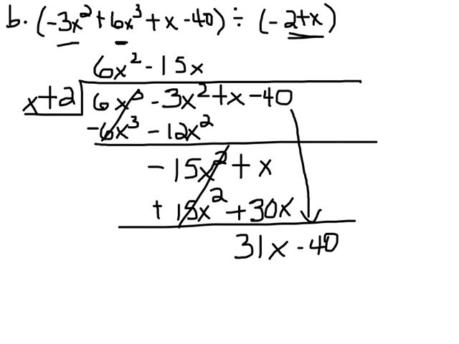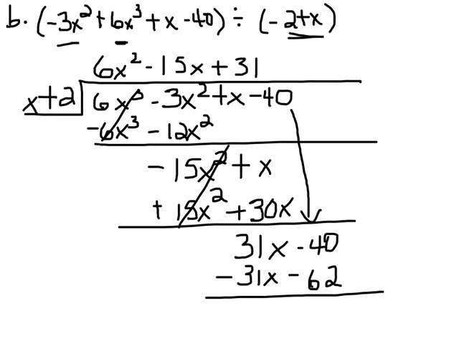Minus 40. Divide again. We have plus 31x. Change the sign. 31 times 2 is 62. Change the sign. Our remainder is 102 over x plus 2.